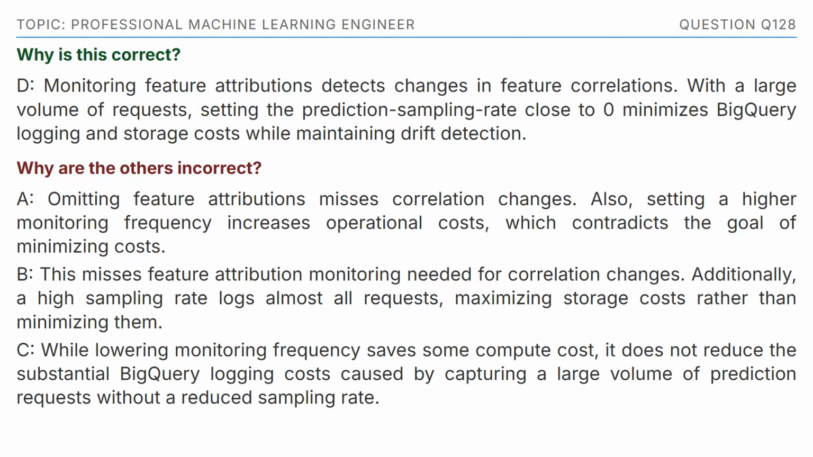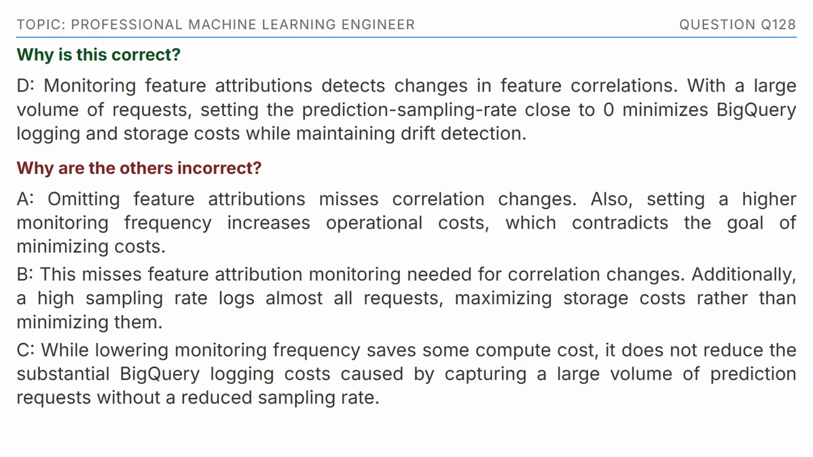Why is this correct? D. Monitoring feature attributions detects changes in feature correlations. With a large volume of requests, setting the prediction sampling rate close to 0 minimizes BigQuery logging and storage costs while maintaining drift detection. Why are the others incorrect?